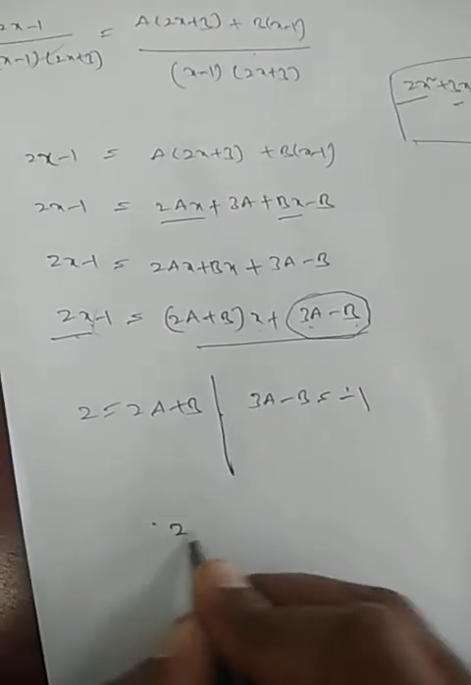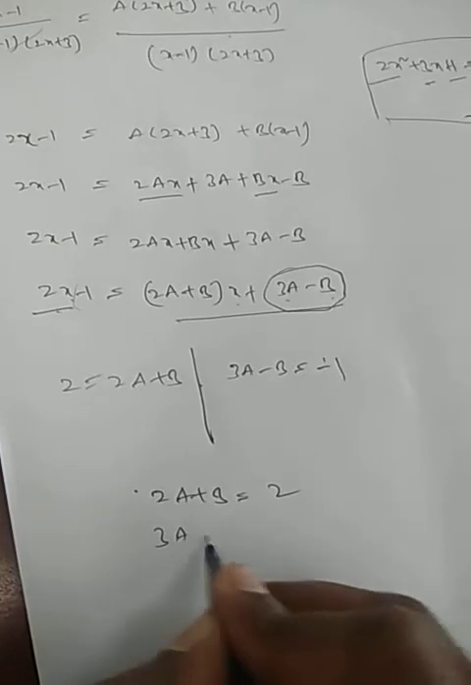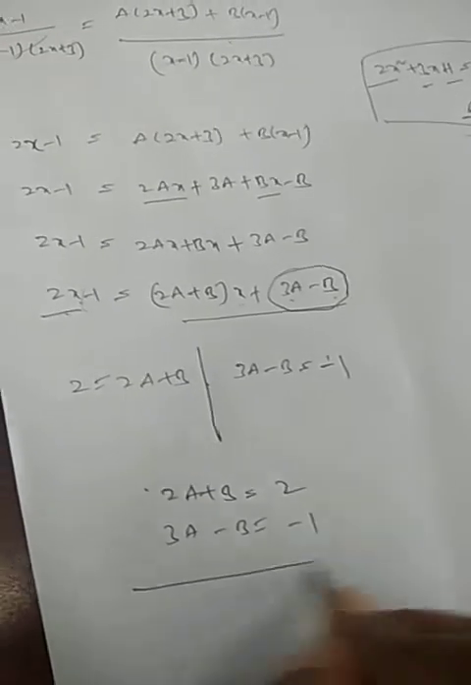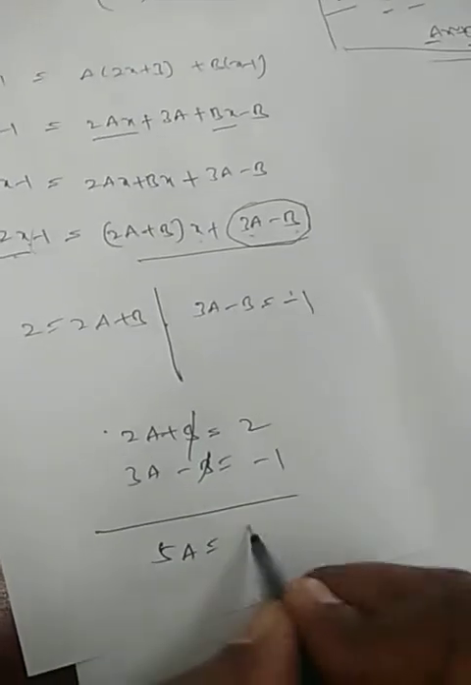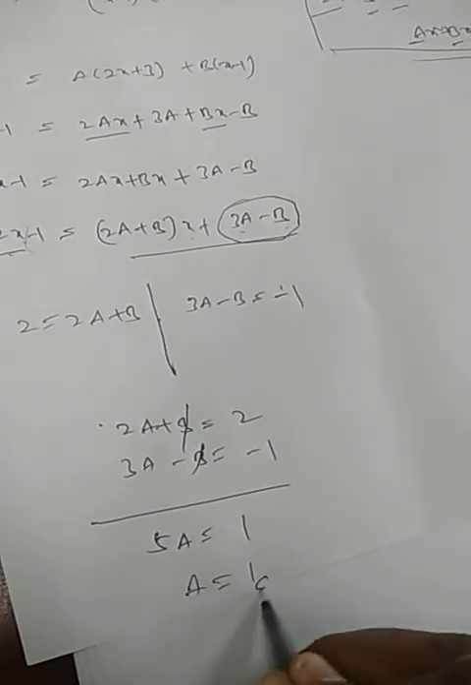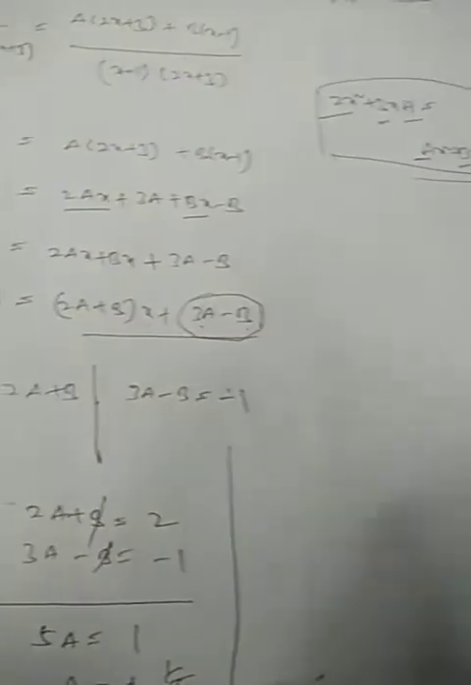Now, how can I write this one? 2a plus b is equal to 2. 3a minus b is equal to minus 1. Adding, b and minus b go, 2a plus 3a is 5a, 2 minus 1 is 1. So 5a is equal to 1, a is equal to 1 upon 5.